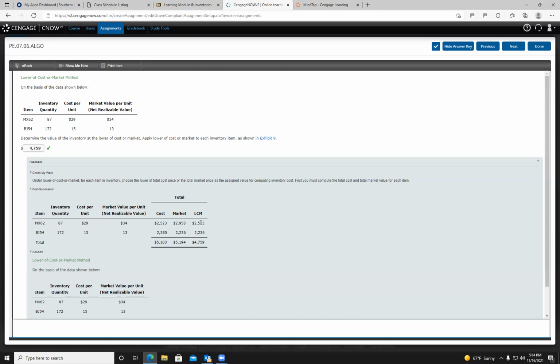So in item number 1, the cost per unit was less. And in item number 2, the market value per unit was less. So you take those two values and add them together. And that is the amount you put in to determine the value of the inventory at the lower of cost or market. That's all you do in this problem. That's it. All right. So let's move on to the next problem.